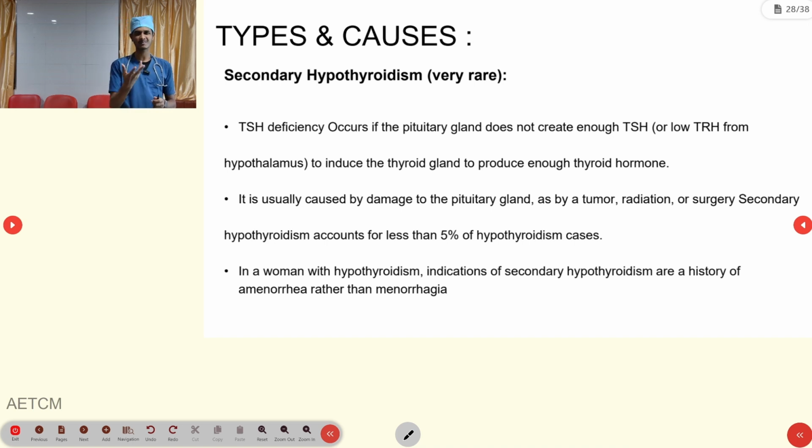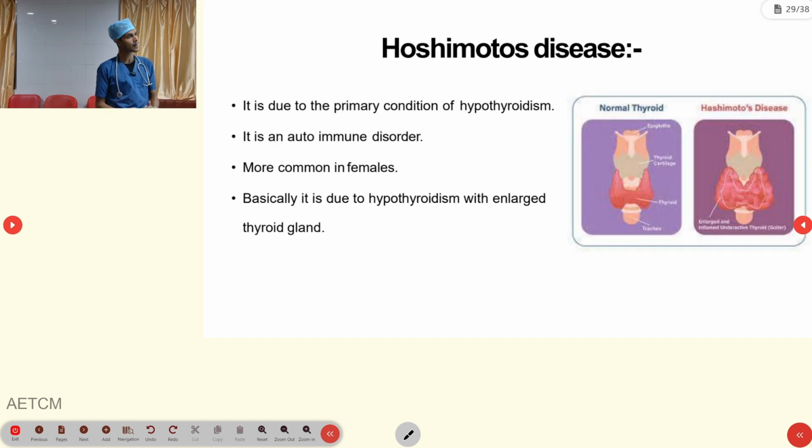Secondary is one of the rare conditions. The causes, as we told, are a problem in either your pituitary gland or the hypothalamus. So there will be a TSH deficiency or TRH deficiency, those are the things that will arise.